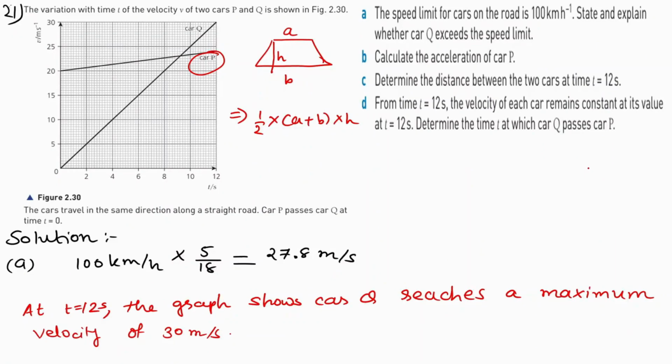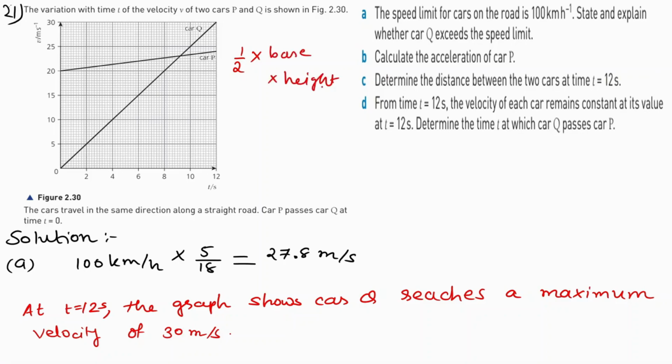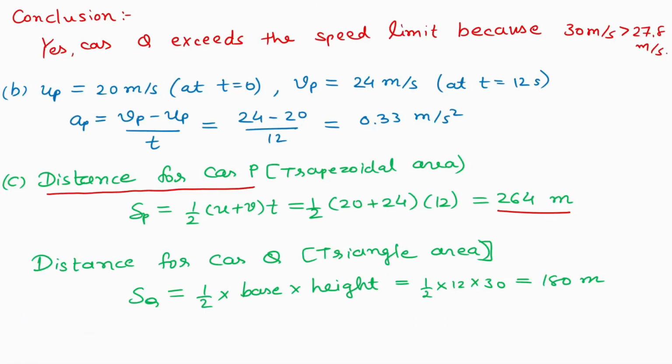But in the case of car Q, it is a triangle. And what is the area of a triangle? It is 1 by 2 base into height. So 1 by 2, the base is 12 seconds and the height is 30. So 1 by 2 into 12 into 30, which is 180 meter.